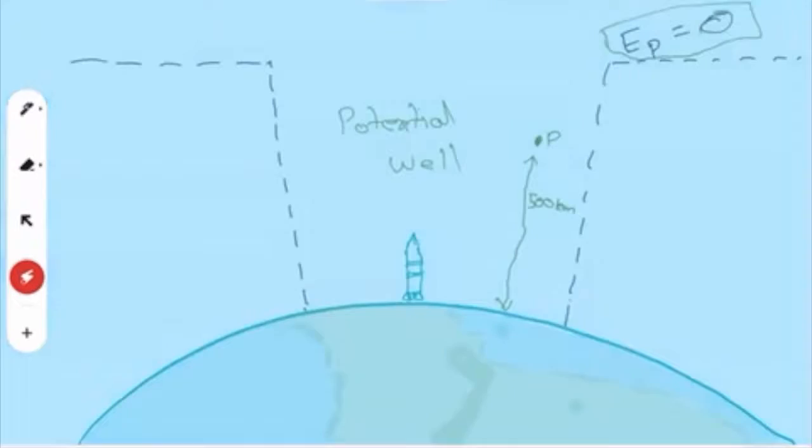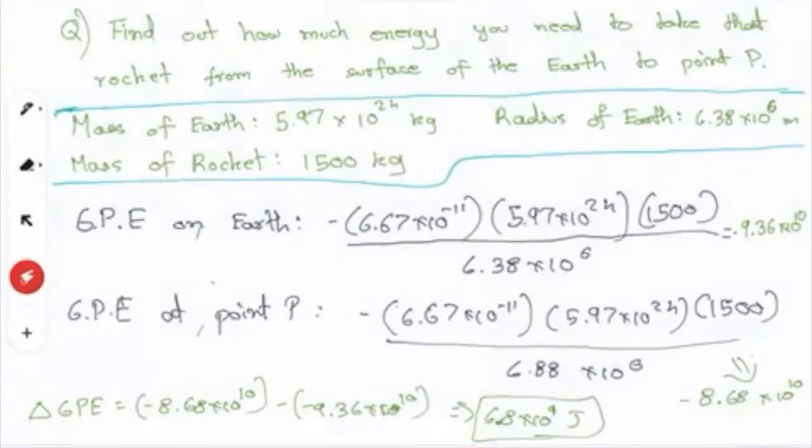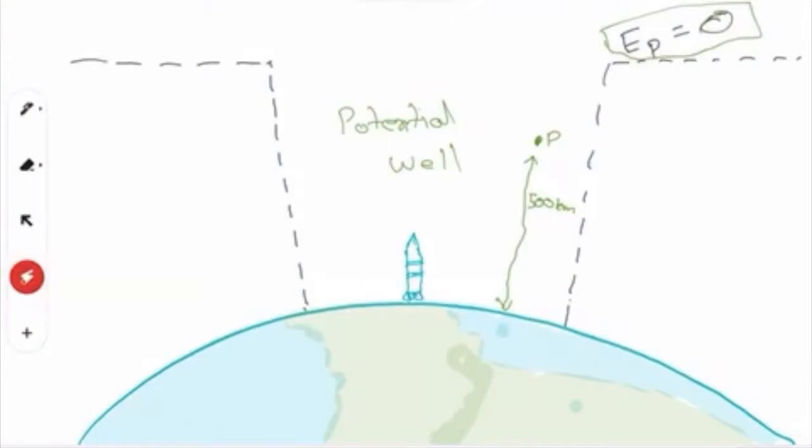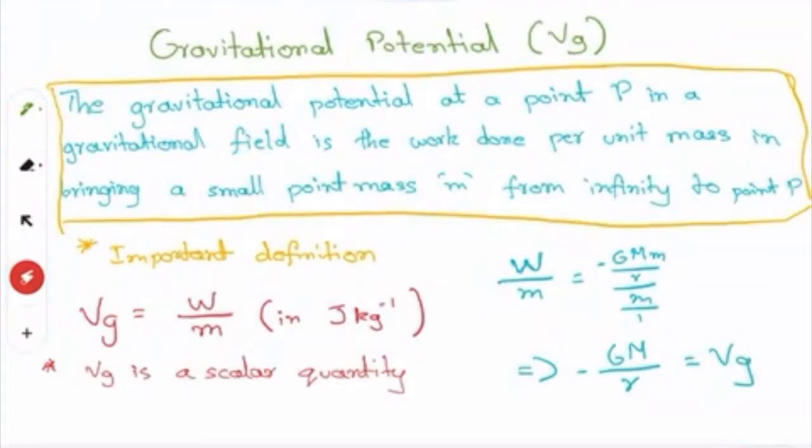So in other words, that's how much energy you need to provide to this rocket to get it from the surface to point B. Now, it's important that the assumption applies here that we're moving the rocket at a very slow speed so that kinetic energy is negligible.